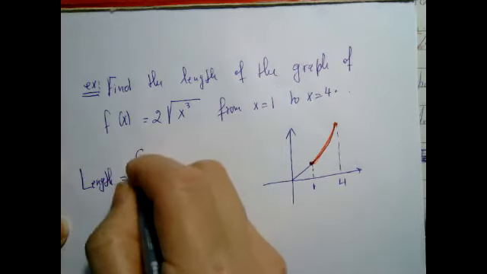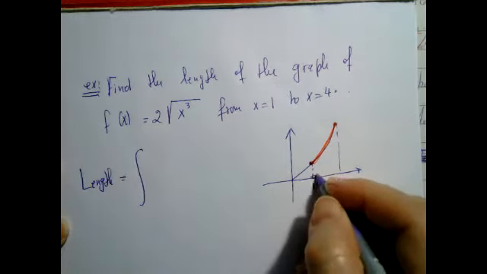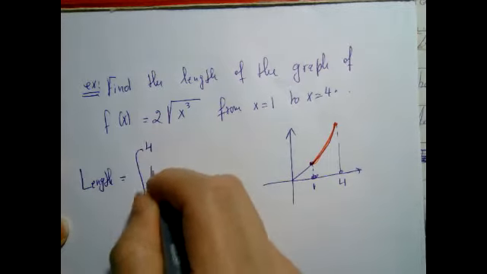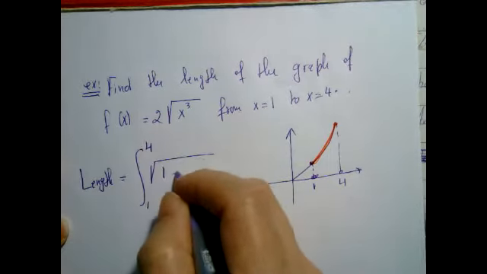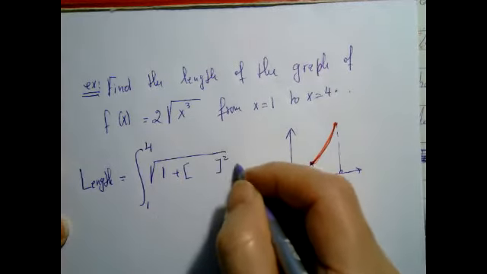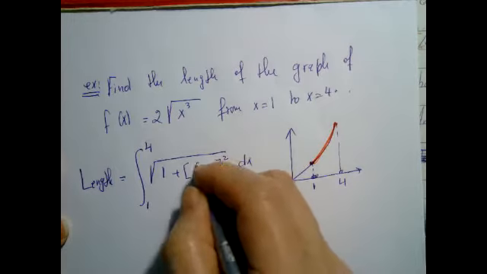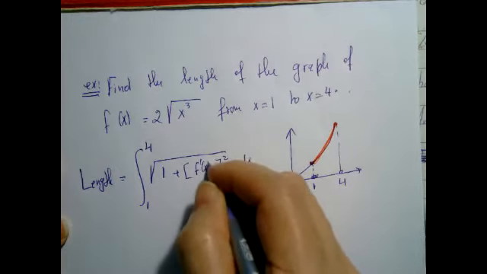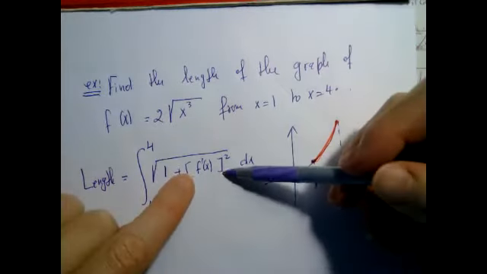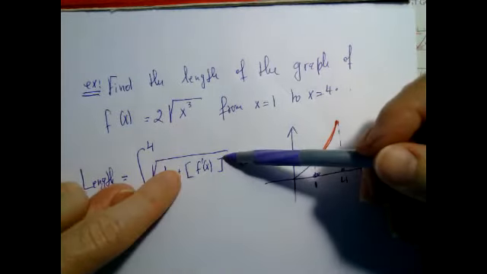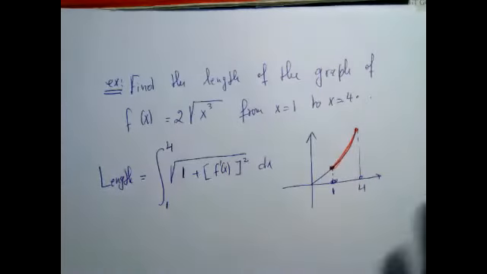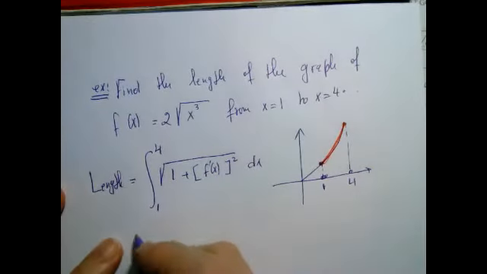It is the integral from 1 to 4 of the square root of 1 plus the derivative squared, dx. So to find this length, we have to find the derivative first, square it, plug it in here, and then integrate. So first we find the derivative. So let us do that. What is f prime?